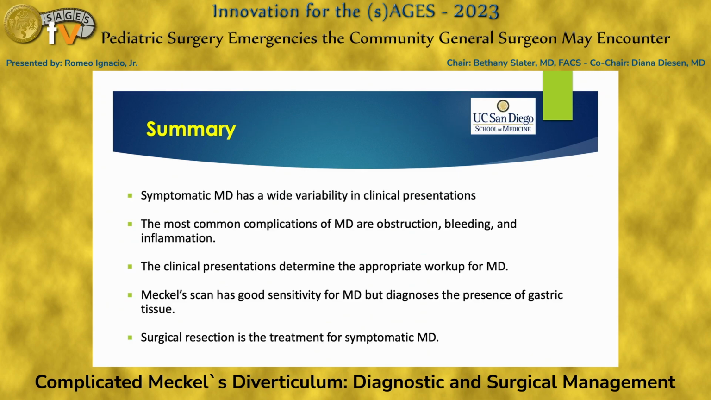So in summary, for symptomatic Meckel's diverticulum, all of those should be taken out. Those require surgery. The most common symptoms depend upon the age. It could be obstruction, bleeding, or inflammatory processes. The clinical presentation dictates what test you should get. And the Meckel scan is great, but it has its limitations, especially depending on the age of the patient and whether it has gastric mucosa. And then I already talked about that last part there.